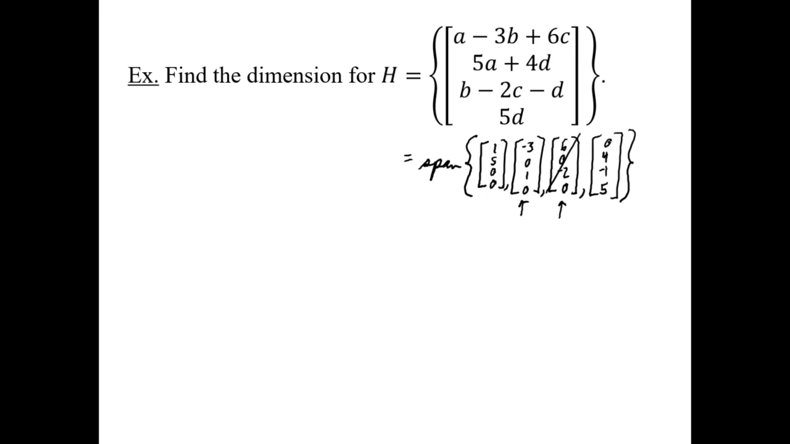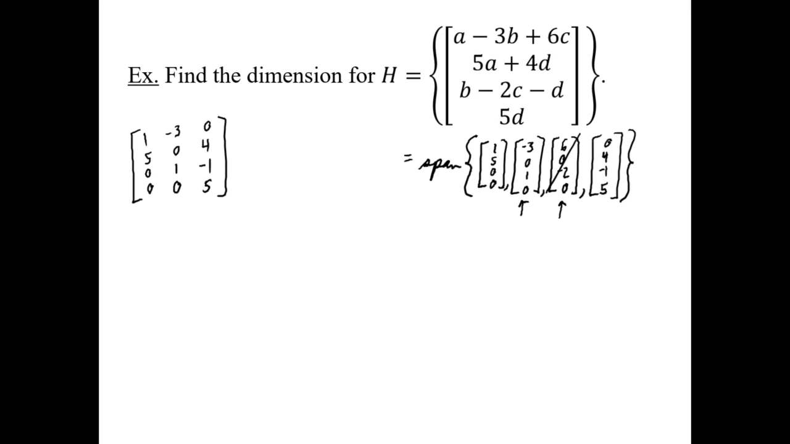To answer that question, we're going to consider the matrix made up of these columns: 1, 5, 0, 0, negative 3, 0, 1, 0, and 0, 4, negative 1, 5. Now, it's worth mentioning, if you had not noticed that we could eliminate that first one, that's okay. Then create a matrix with all 4, okay?